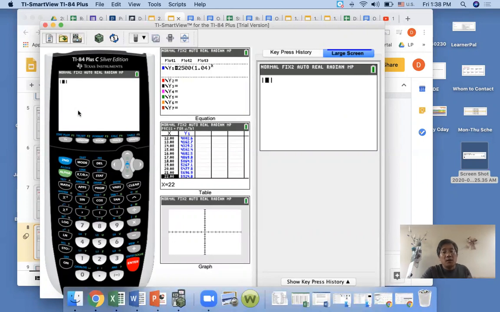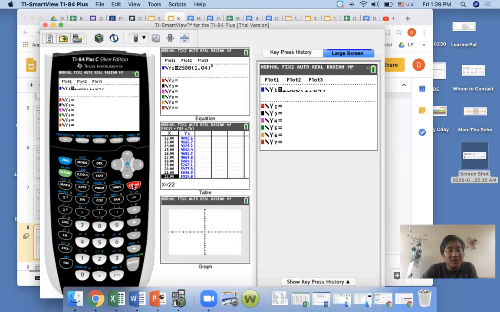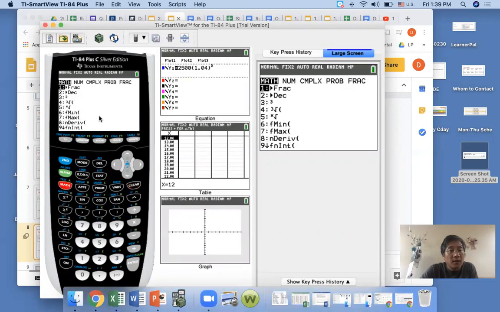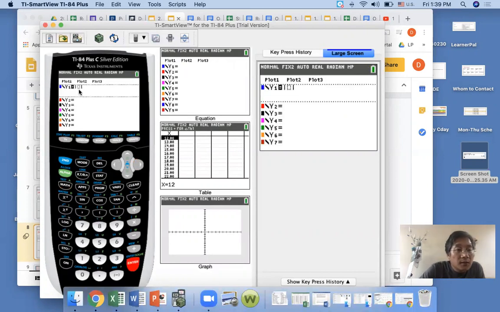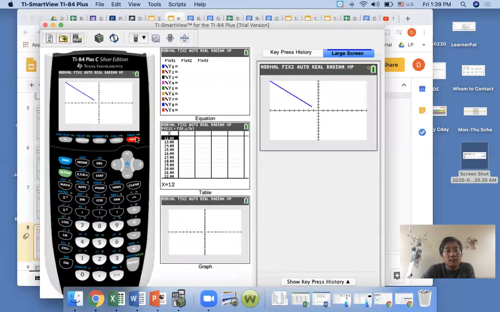But I made one thing wrong. I should go to the graph mode here first. So I will do it again. I'll go to math, change it to num and ABS, enter. Yes, now I should put in the X and then draw the graph. Yes, do you see the V shape?